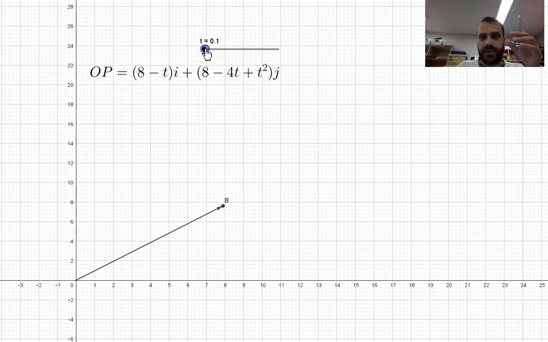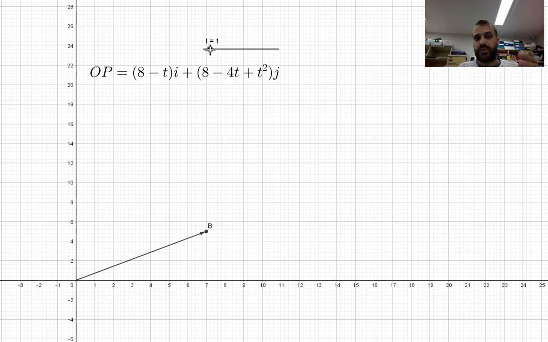But as we move to, say, t equals 1, you can see the particle moving down and back closer towards the origin. And now we're at 7.5. There we go. It's the same formula, it's just calculated for you.